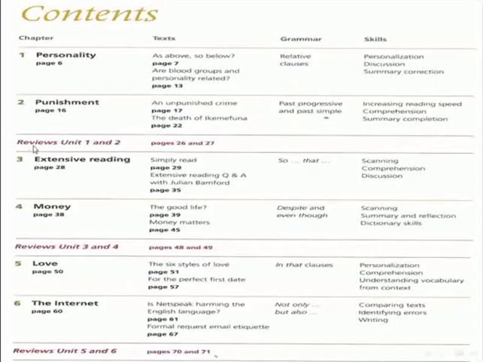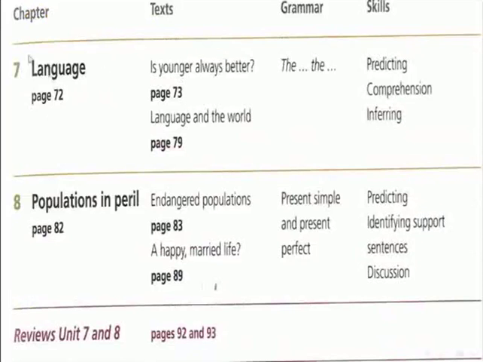And here, as you see, we have reviews, exercises for Unit 1 and for Unit 2. Here also reviews and exercise for Units 3 and 4. And here reviews, exercise for Units 5 and 6. We continue the contents. Here again, chapters, texts, and grammar and skills. Here we have the title for the Unit 7 or Chapter 7. And here we have reviews and exercise for Units 7 and 8. And here we have the page for this exercise as what we call revision.